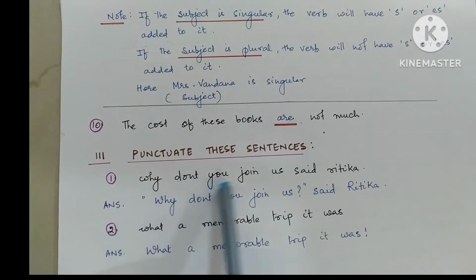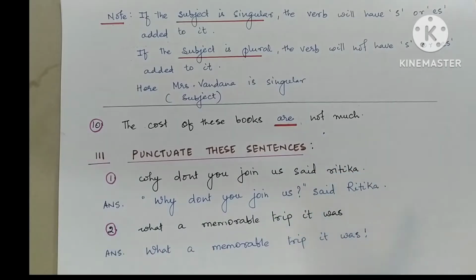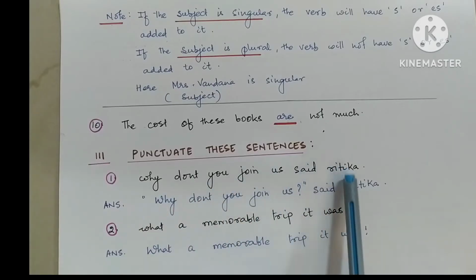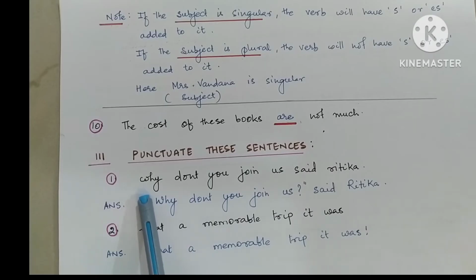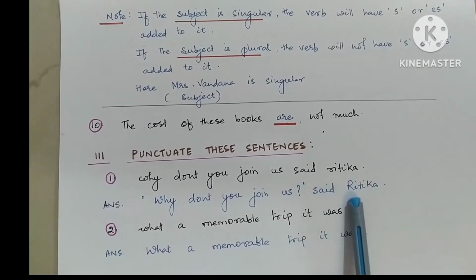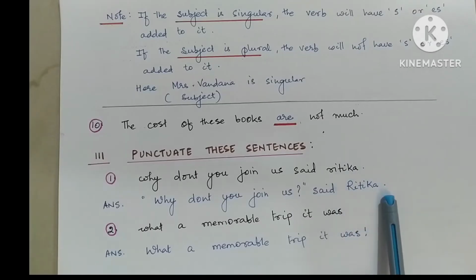Number one, why don't you join us, said Ritika. Now as you can see, the sentence is starting with a small letter. There is no full stop given in the end. So why don't you join us, said Ritika has a question word why, which is an interrogating word. So, why don't you join us, question mark, with an inverted comma mark, said Ritika. Now Ritika is a proper noun, so the name Ritika will start with a capital letter and full stop.